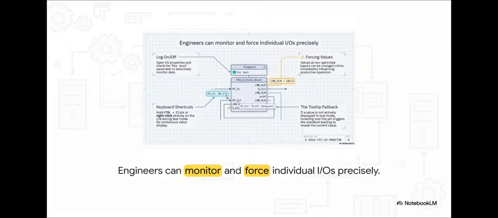Engineers can monitor and explicitly force individual IOs with pinpoint precision. Hovering over a pin gives you this handy little tooltip fallback that displays the current value. You can also explicitly turn on the For Test property to monitor specific data. But, and you'll want to pay close attention to this, you also have the ability to force values. Changing values at non-switched inputs immediately influences productive operation. You are injecting live data directly into the system's veins. It's a fantastic troubleshooting tool for sure, but it requires the utmost respect because your changes are happening in real time right on the plant floor.